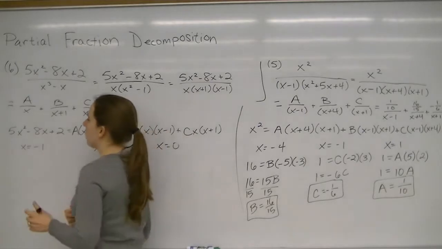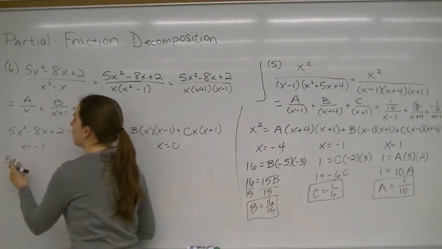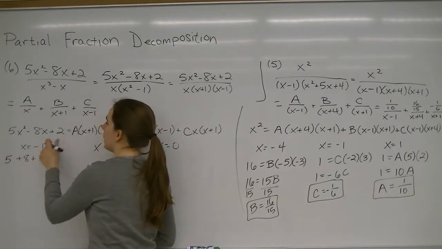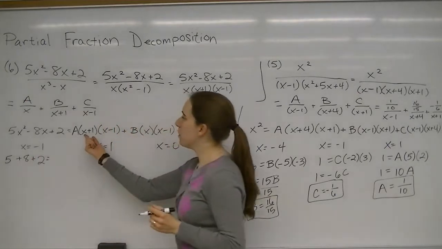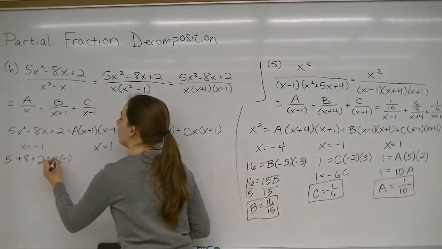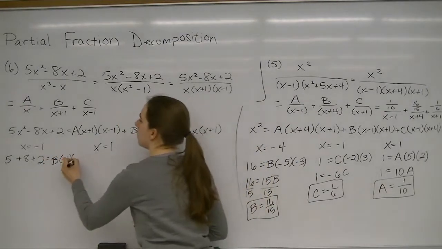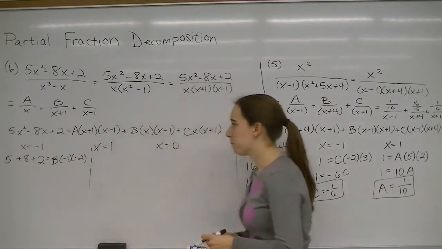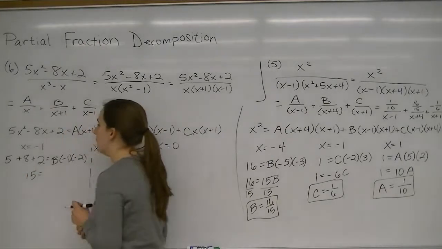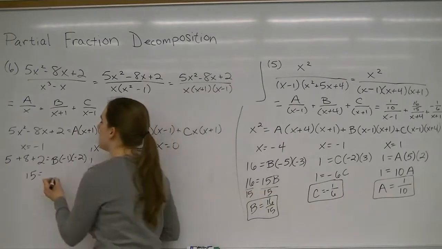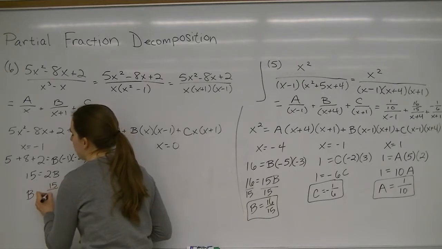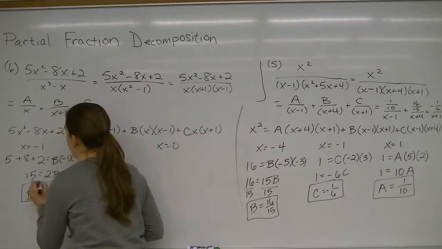So let's take x equals negative 1. 5 times negative 1 squared will be 5. Minus 8 times negative 1 will be plus 8 plus 2. This term will be 0 and this term will be 0. So we're left with b times negative 1 times negative 1 minus 1, so negative 2. So 5 plus 8 plus 2 will give me 15. And then this will be b times positive 2. So b, when I divide by 2 on both sides, will be 15 halves. So there's our first piece.